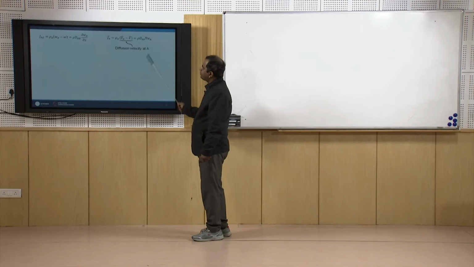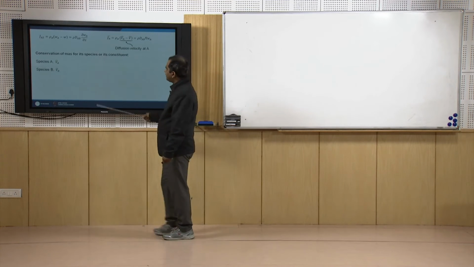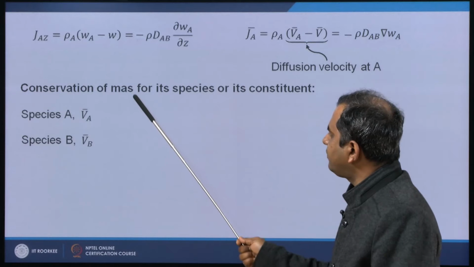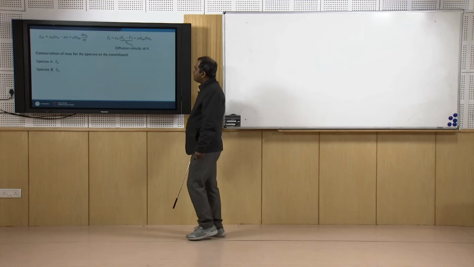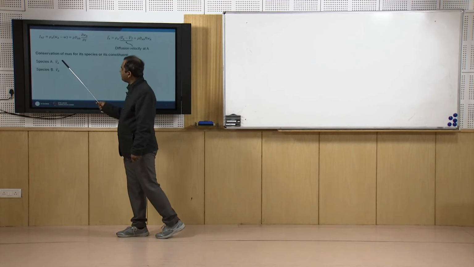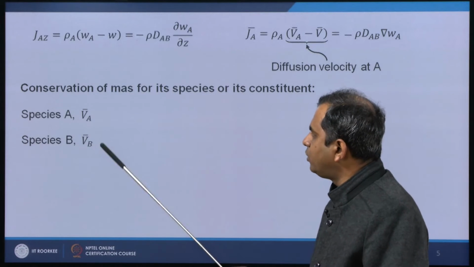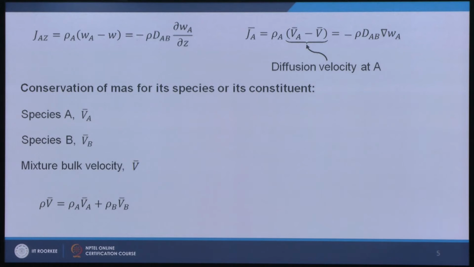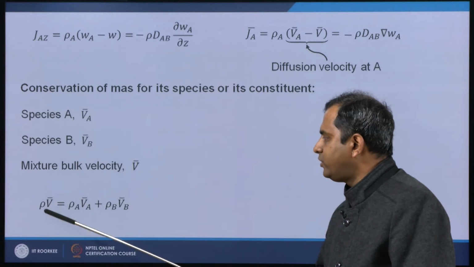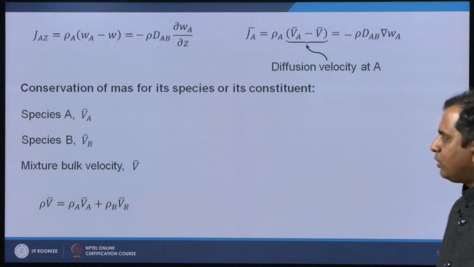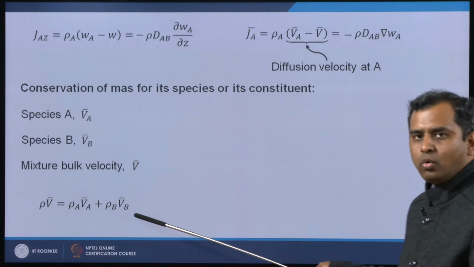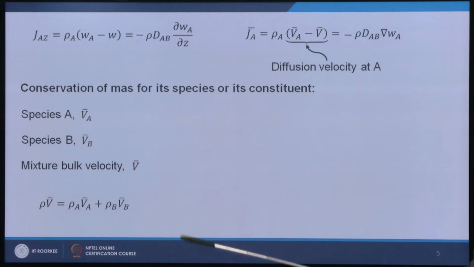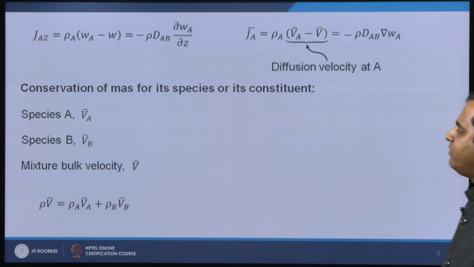So, once you have this one, then we can easily go for conservation of mass. This is a mistake, it should be conservation of MASS, conservation of mass for its species or constituents. So, if we try to derive that now, let us consider that species A has velocity VA and species B has velocity VB. And with this, if you try to get the mixture velocity, the mixture velocity can be written as V equals rho A VA plus rho B VB divided by rho, the mixture density. So, this equation gives us the mixture bulk velocity V.